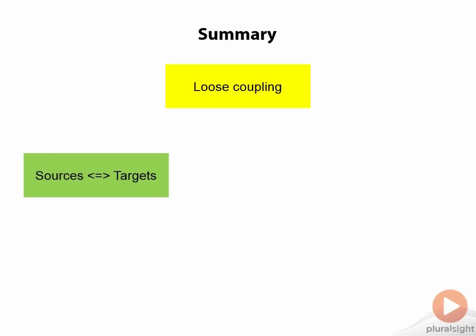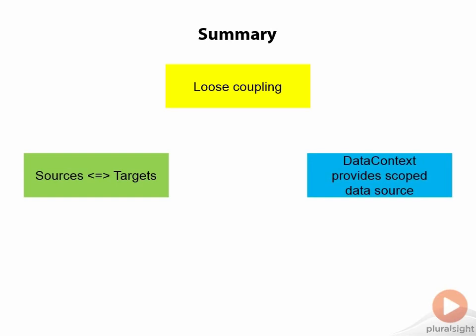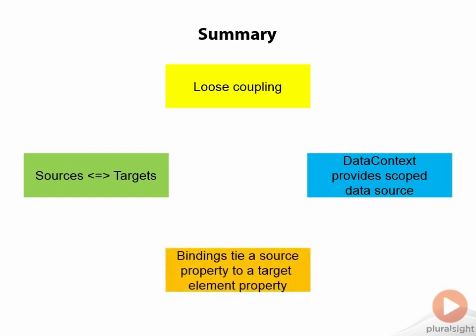Sources are your behind-the-scenes objects that feed data to the screen. Targets are the elements within your screen that are going to present the data. We covered the data context and talked about the way it acts as a scoping mechanism for data that you're going to flow into the view. And then we talked about the bindings themselves and how they're used to tie a source property to a target property and flow data between those two.